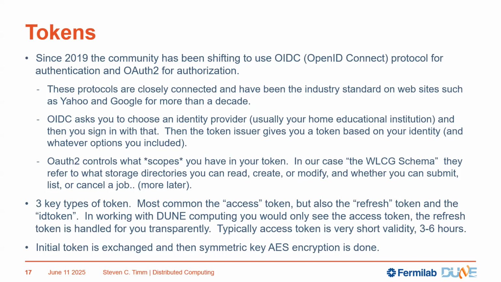OAuth2 controls what scopes you have in your token. What can your token do? So authorization and authentication are sort of meshed into one technology here. In what's called the WLCG schema, those scopes refer to what storage directories you can read, create, or modify, and whether you can submit, list, or cancel a job. So there are compute capabilities as well as storage capabilities. There are three key types of tokens. The most common is what's called the access token. And that has the scopes I talked about. It has the expiration date, it has the issue date, and the key that it was signed with is in the token.